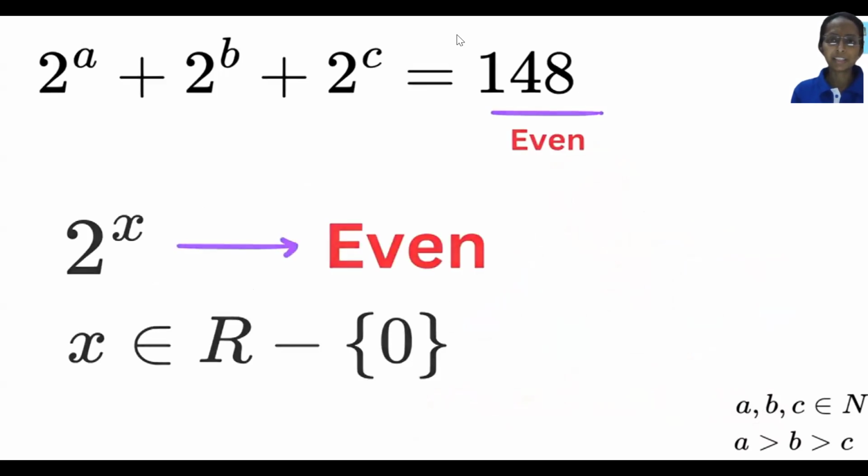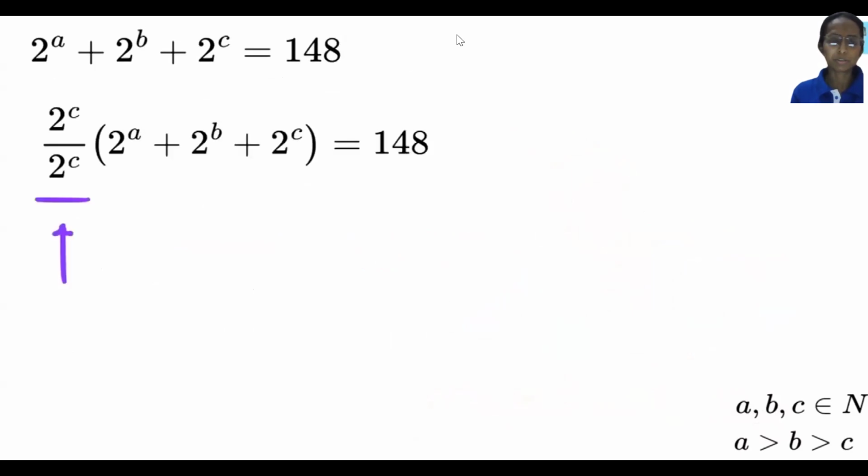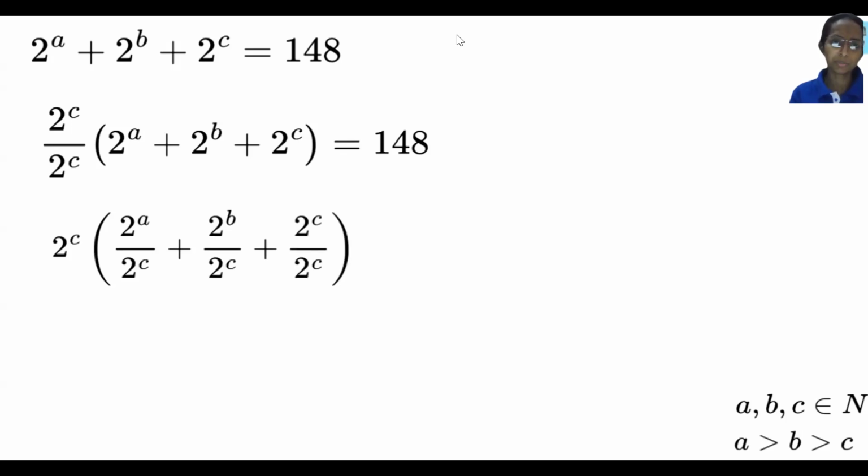Now, 2 to the power x is always an even number for any natural value of x. Now, we divide both the sides by 2 to the power c. So, we are left with 2 to the power a upon 2 to the power c plus 2 to the power b upon 2 to the power c plus 2 to the power c upon 2 to the power c is equal to 148 divided by 2 to the power c. So, we can take this 2 to the power c to the left hand side and we are having this.